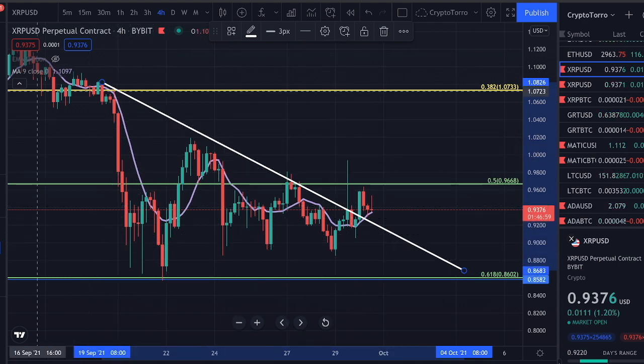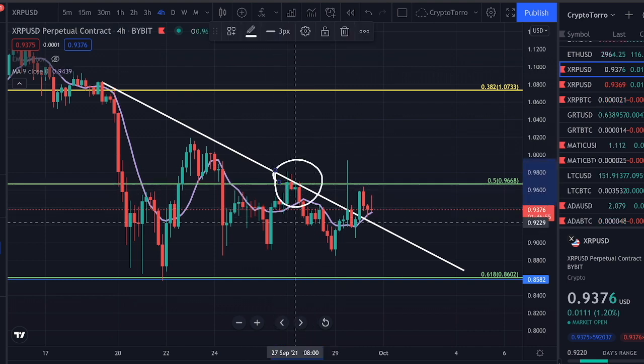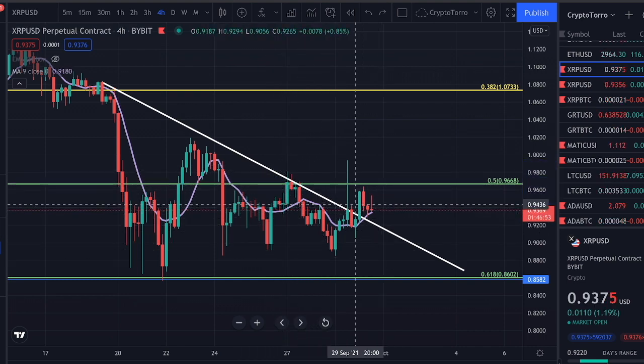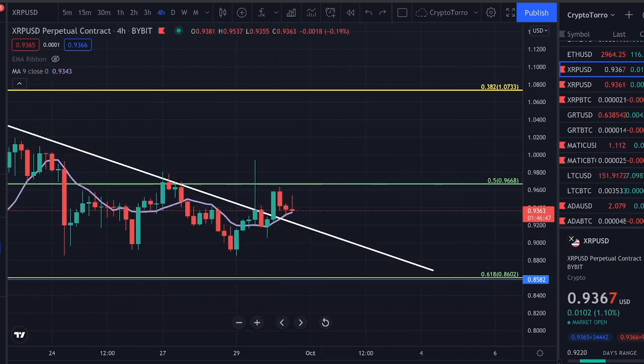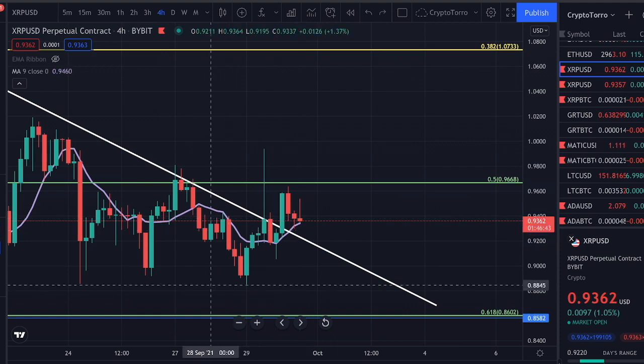We had multiple touch points. You can see one touch point at the beginning, one in the middle, and one right now before we were able to break out above it. What I think is also very important is that you can clearly see that the 9-day moving average has been serving as a major level of support currently in this minor uptrend.